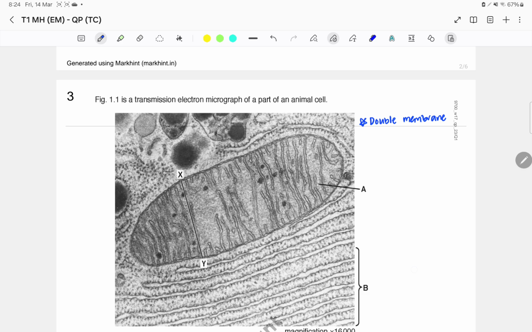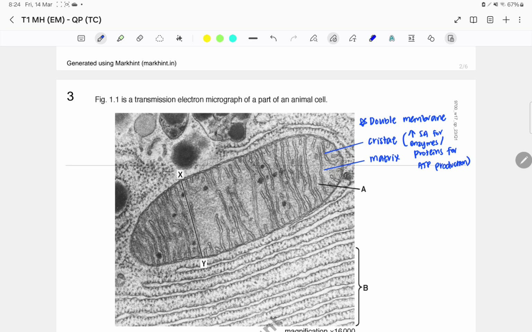These finger-like projections that you can see, that is the cristae, which is the infolding of the inner membrane. And then the fluid filling the structure of the mitochondria, that's called the matrix. The cristae is where you can find a lot of enzymes that are needed to make ATP. It increases the surface area for enzymes and proteins that are needed for ATP production, or ATP synthesis.